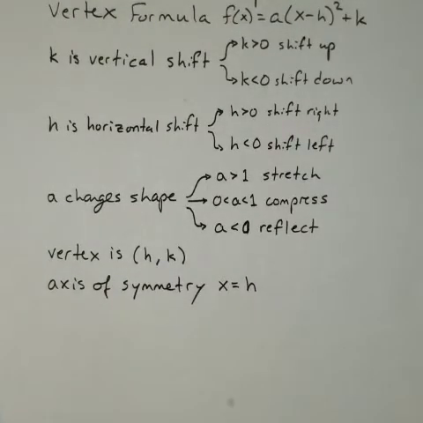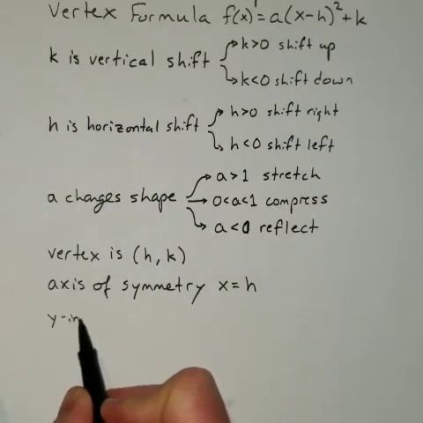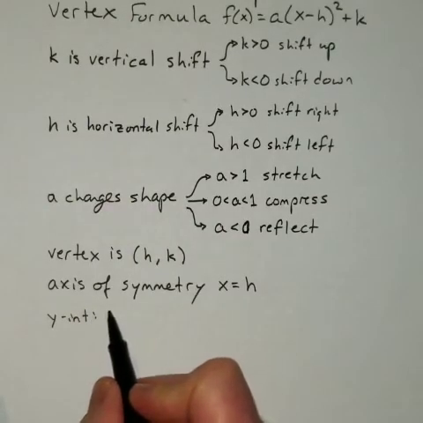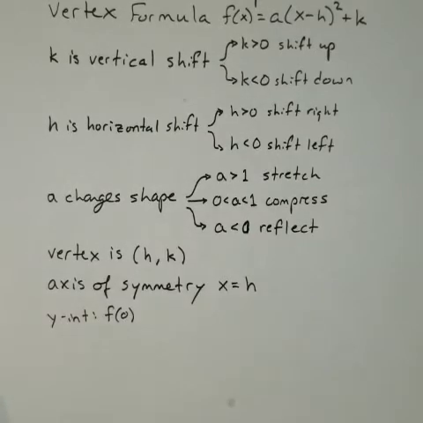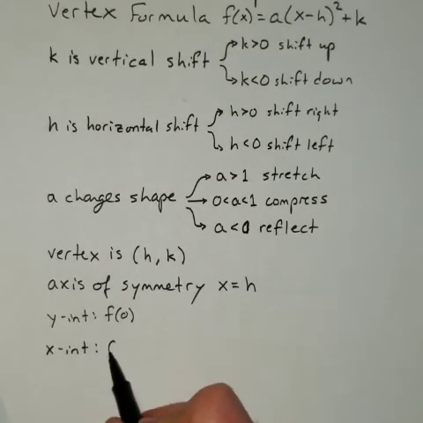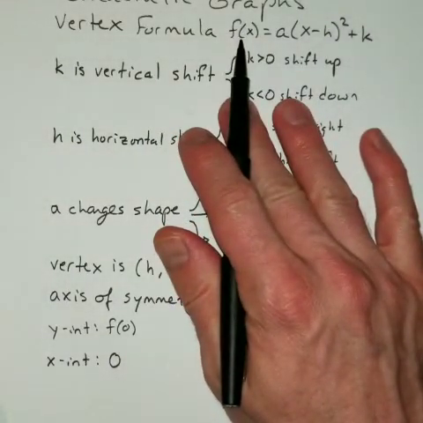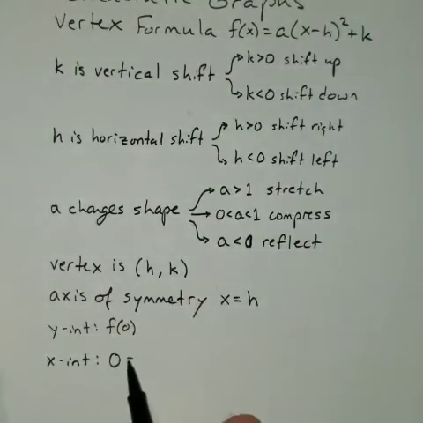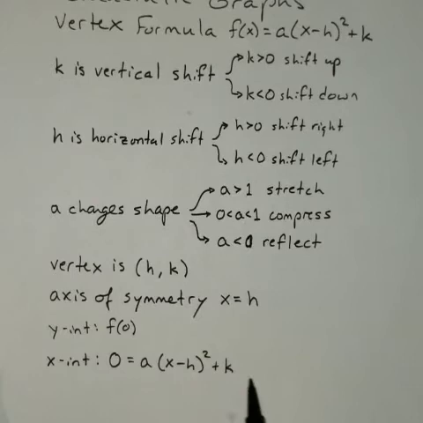Couple other things to keep in mind. If you need to find a y-intercept, you simply plug in a 0 for x and calculate it. If you need to find an x-intercept, you simply plug in 0 in place of the function value, right? That's the y value becomes 0. And then you solve this resulting equation, right?